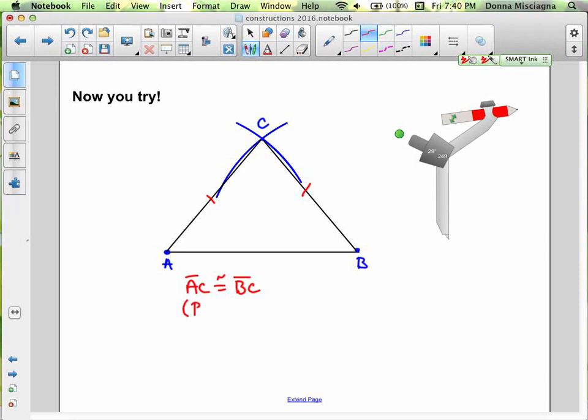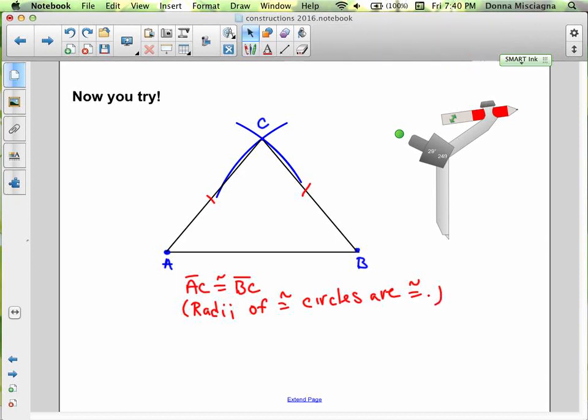So radii of congruent circles are congruent. Right, and so you can just put that right in your notes. And that's all there is to the isosceles triangle.